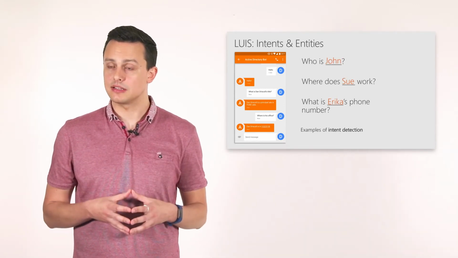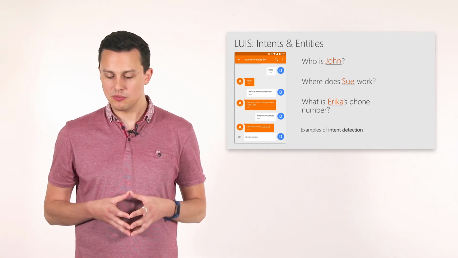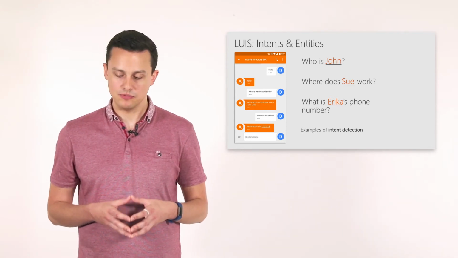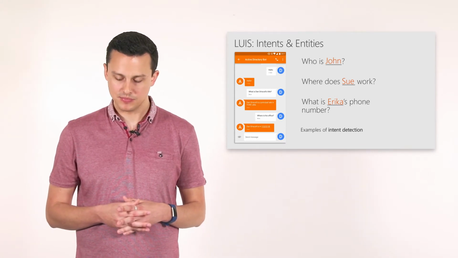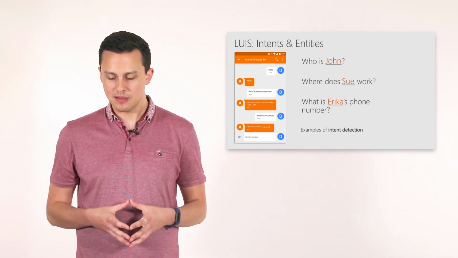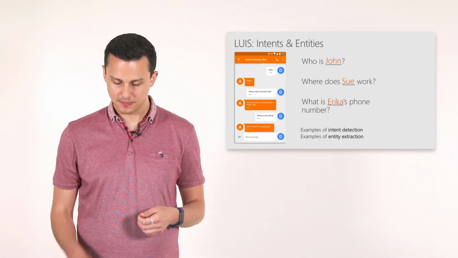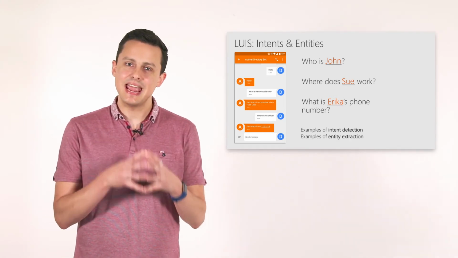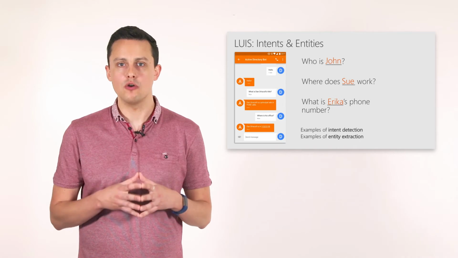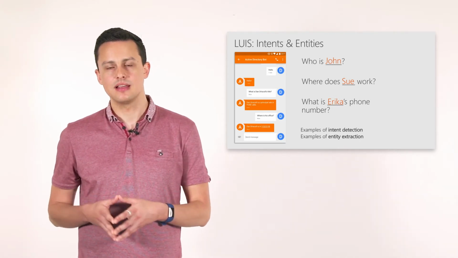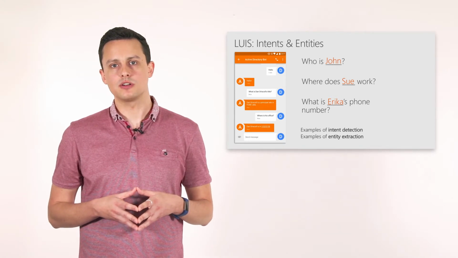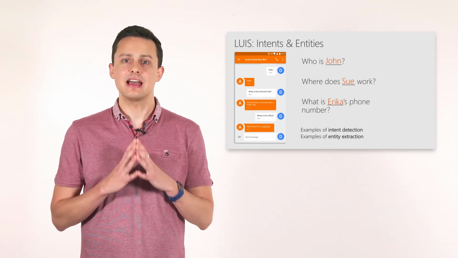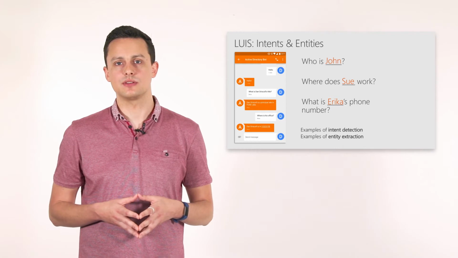If I fill in these blanks with the specific people that the example is referring to, who is John, where does Sue work, what is Erica's phone number, these specific examples are the entities. So it's the intents that drive the code that calls in the background. It's the intents that trigger the response from the bot. But the entities are the effective variables in this equation.